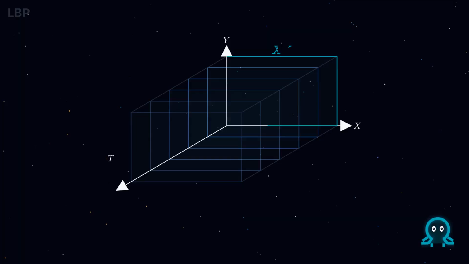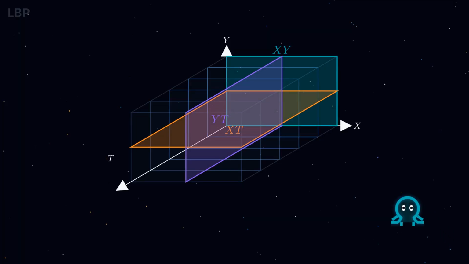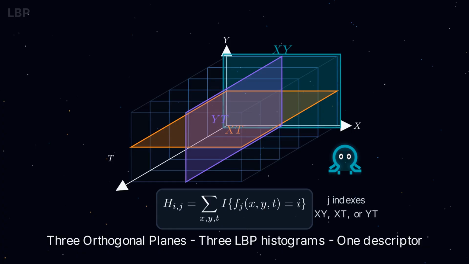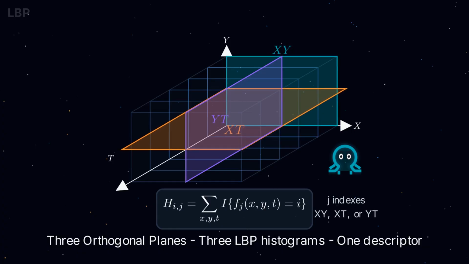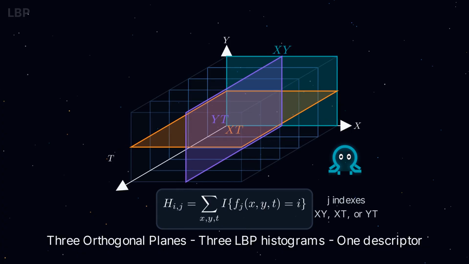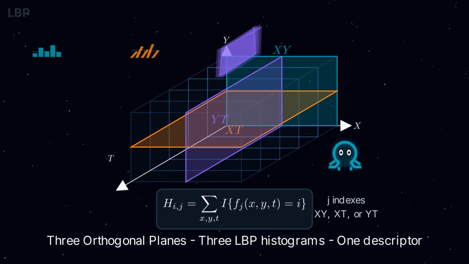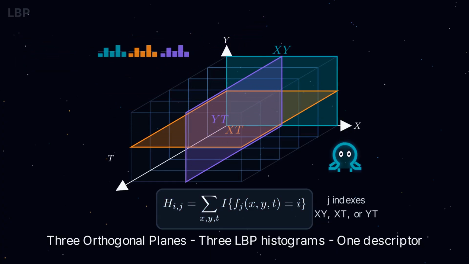The elegant solution is LBP-TOP, or 3 orthogonal planes. We discard the complex volume code and slice the video block with 3 planes. The spatial XY plane captures static texture, while the XT plane slices horizontally over time to capture left-to-right movement. Similarly, the YT plane slices vertically to capture up and down motion. We run standard LBP on each plane separately, then concatenate their 3 histograms.